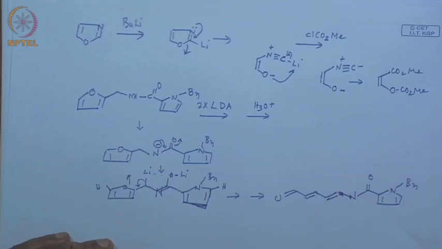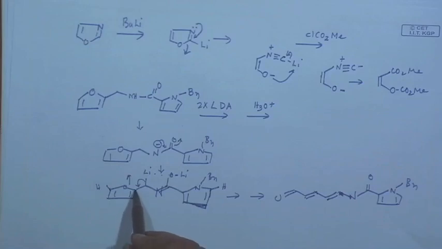So, what is the conclusion? The conclusion is that furan can give an acyclic structure with 4 carbons, 1, 2, 3, 4. This was originally there, 1, 2, 3, 4, and that benzylic carbon and then nitrogen. So, you can get this.